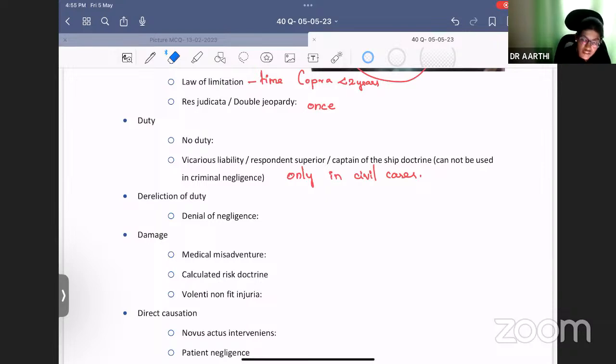Next is calculated risk doctrine. The patient was told the risk. The risk is associated with a particular procedure. That is calculated risk doctrine. Okay, voluntary means you have taken the consent.